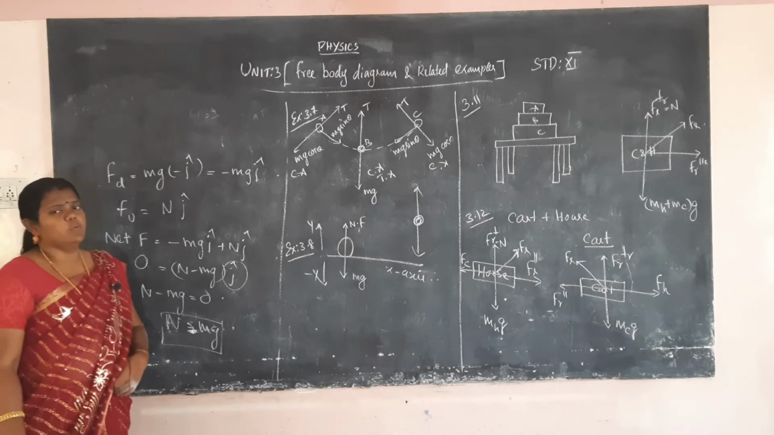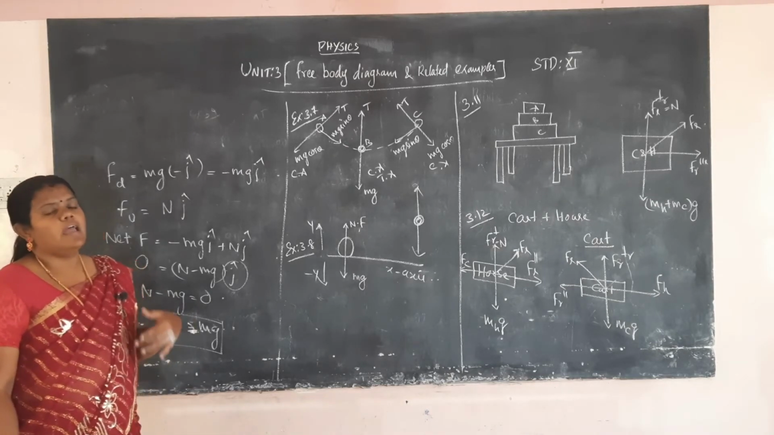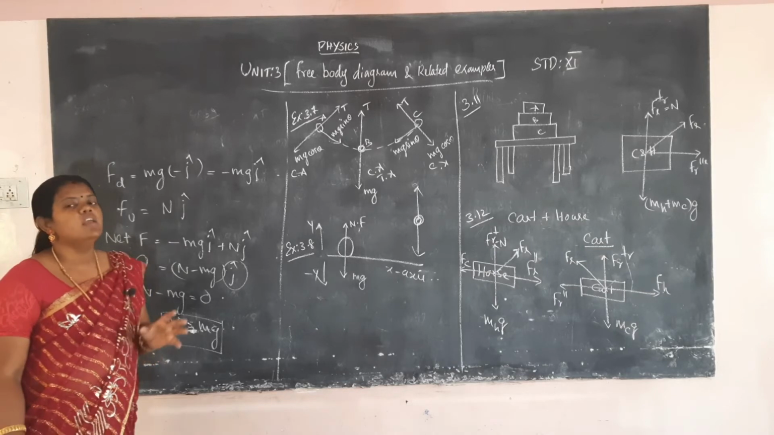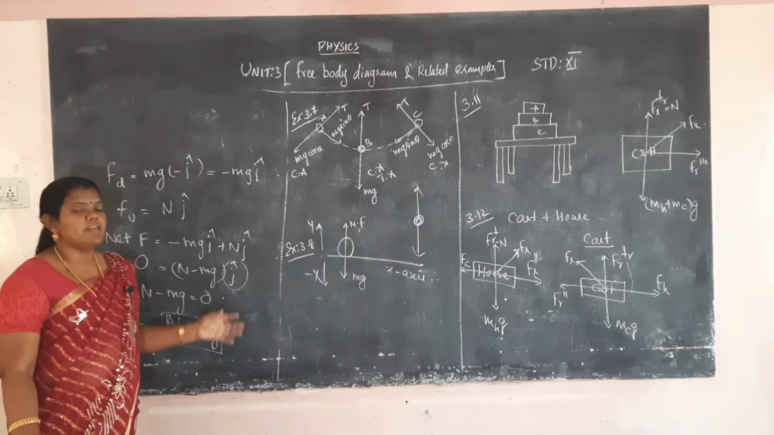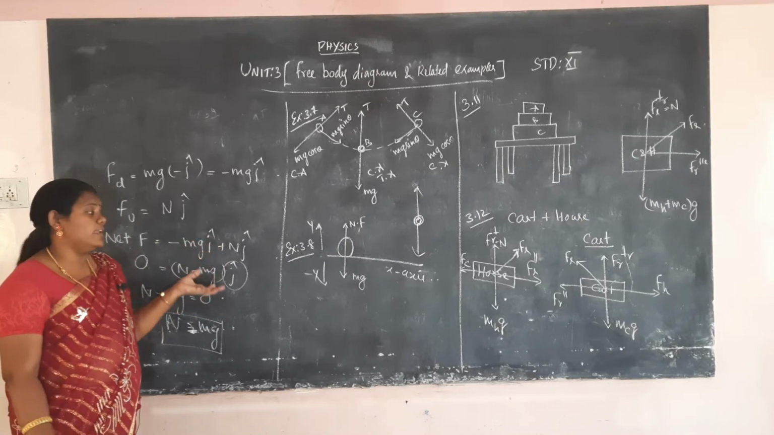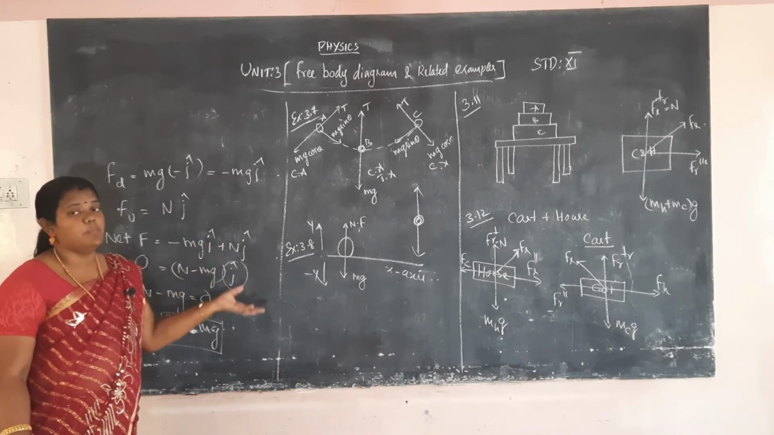So easily, one thing will be falling and one thing will be at rest. Easily find out the forces that will be acting on the body, and then you have to draw the free body diagram, explain the forces acting, and easily calculate the forces acting on the body.